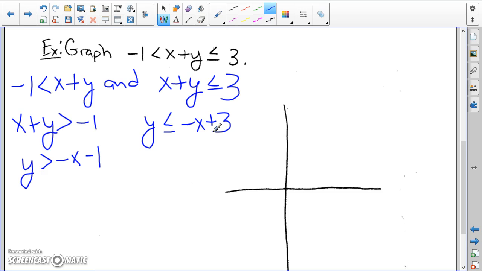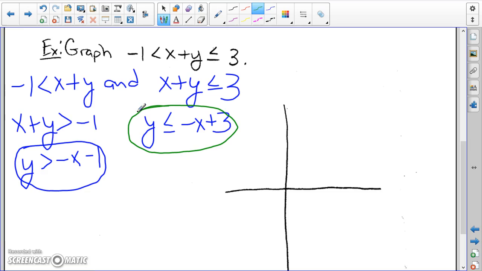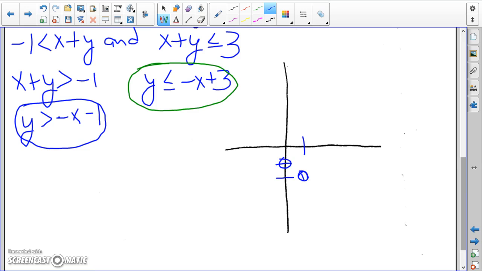Okay, so we have two different graphs here. I'm going to do one in blue. We'll do this one in blue here. And then I'll do the other one in green. Okay, so the first one, going to -1. And in order to graph this, I have to go down one, right one, according to the slope over here. Alright, so open dot because it's dotted. So starting at -1, open dot, down one, right one, another open dot. And then we're going to connect this up with a dotted line.